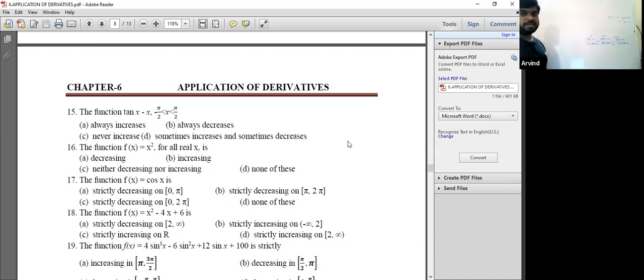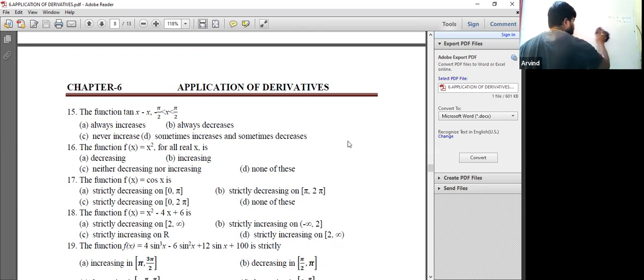The function tan x minus x. First, what should we do? f of x is tan x minus x. Differentiate.